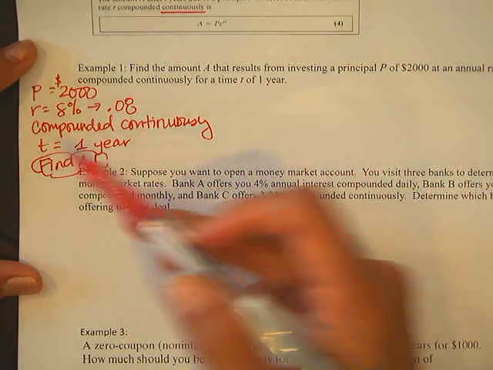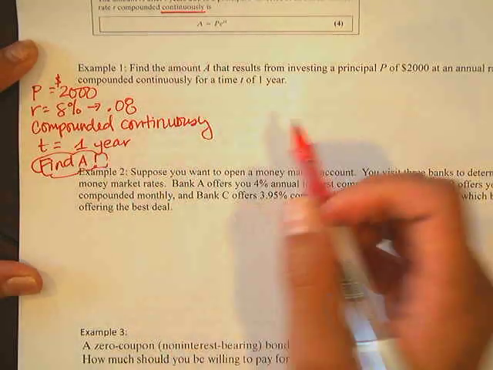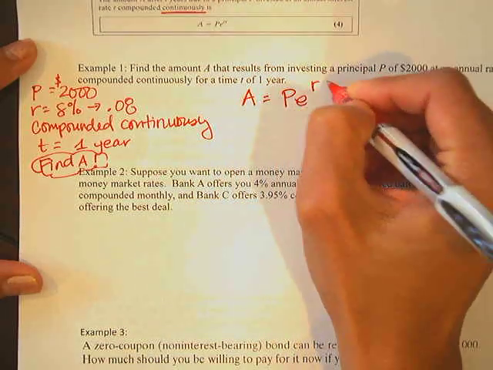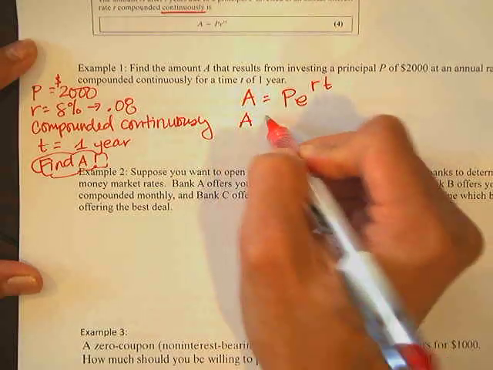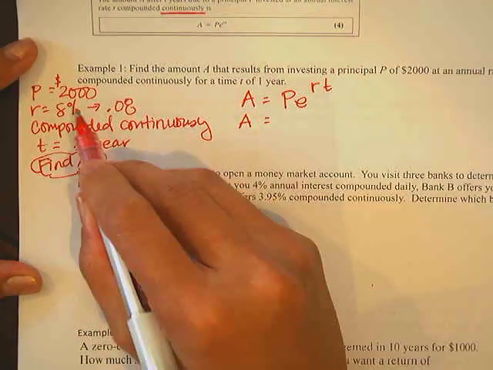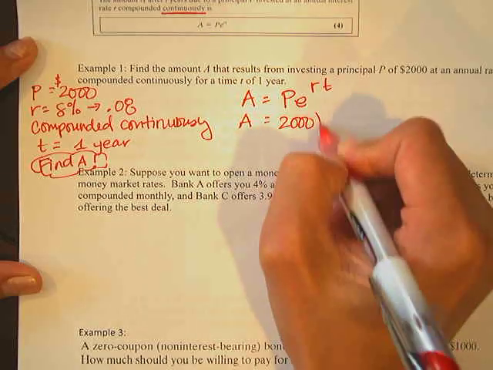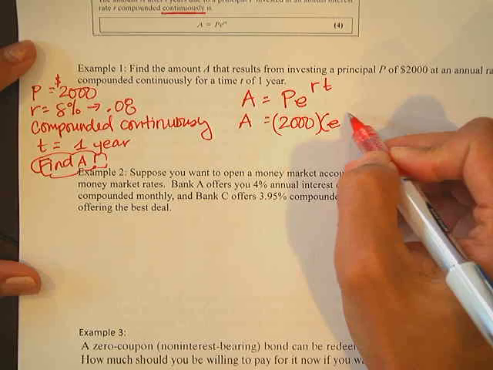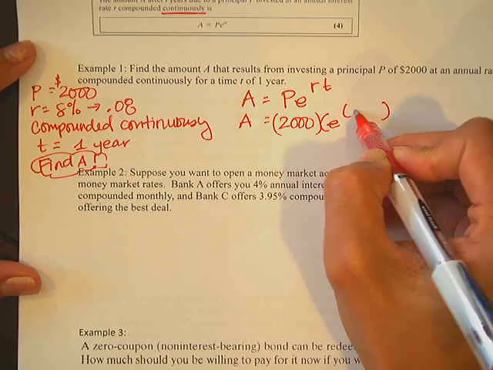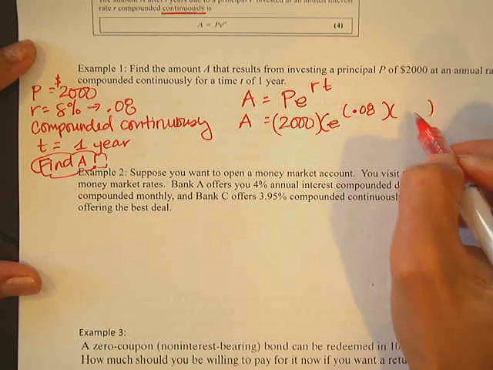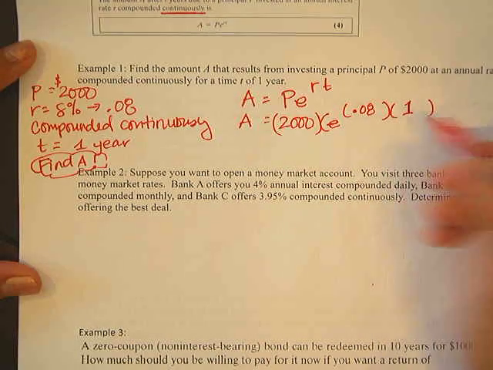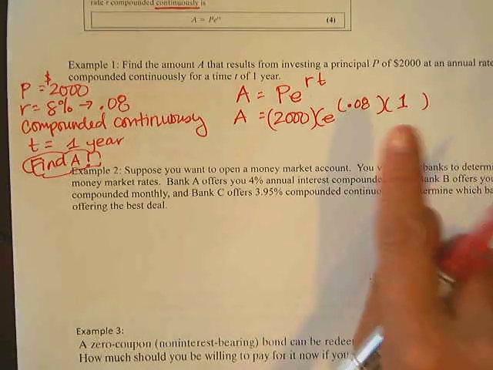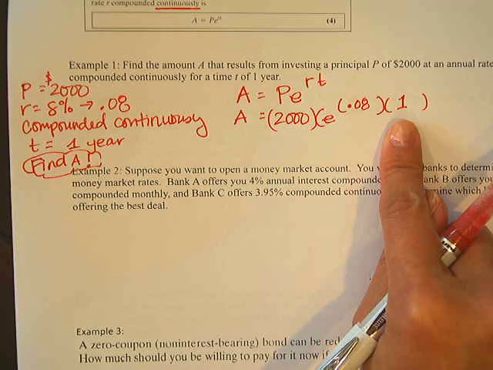So anytime you see the words compounded continuously, we're going to use Pert. So A equals P times e to the power of rt. We're looking for A, so A stays as A. P, we know that's $2,000. e to the power of rate, which in decimal is 0.08, and time is 1. All right, so do me a favor and use your calculator and input that in for me. So 0.08 times 1 is 0.08.